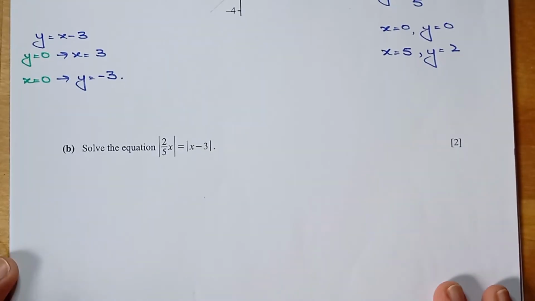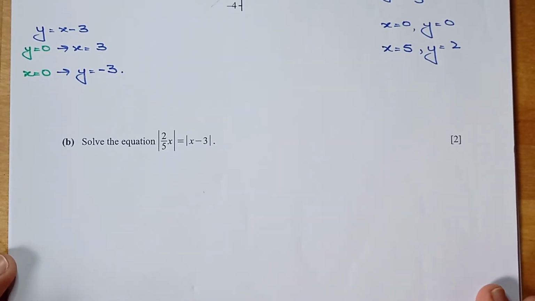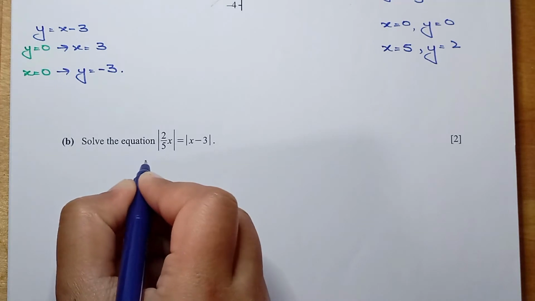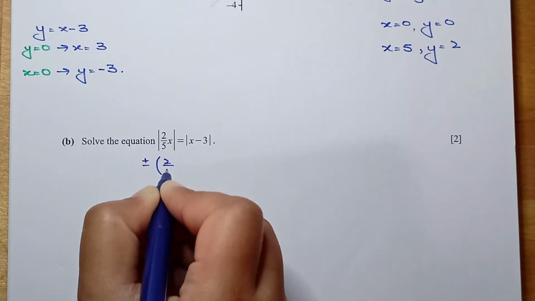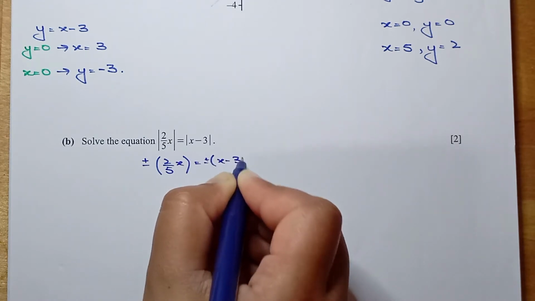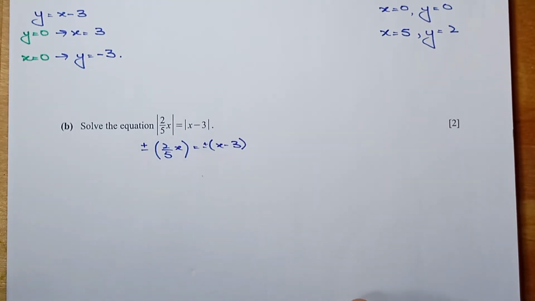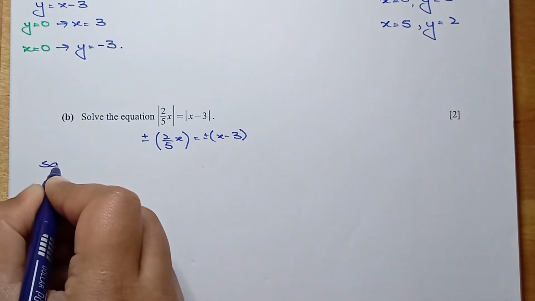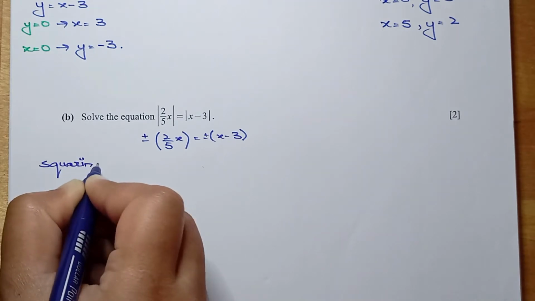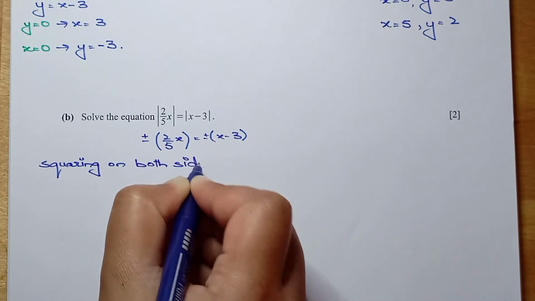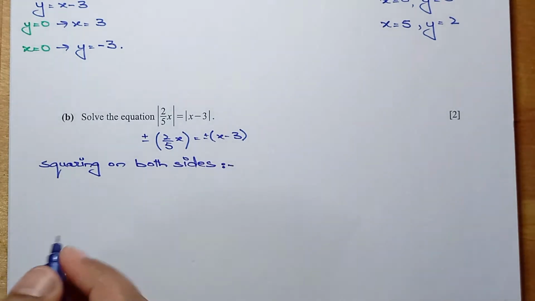Okay, now for part B of this question, solve the equations. We have the two modulus equations. So how can we solve it? If we remove the modulus sign, we have plus minus 2 by 5x, and here we have plus minus x minus 3. Right. So in order to solve the modulus equations, we need to square both sides, in order to get rid of this plus minus.